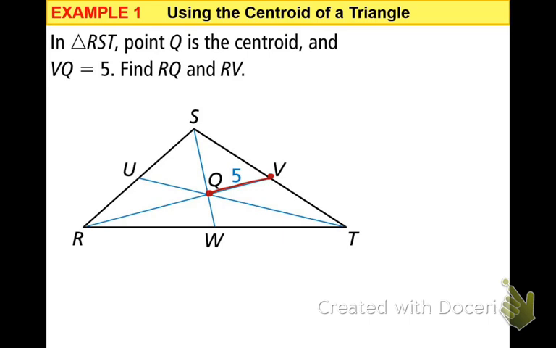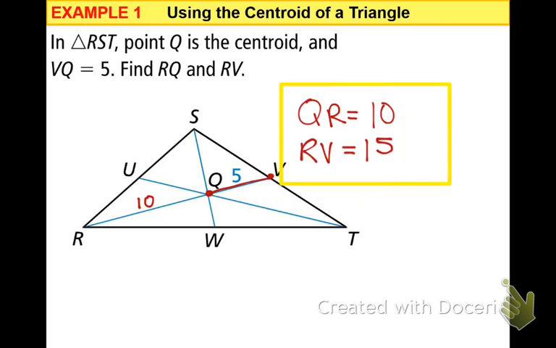So what can I do to find QR? Multiply it times 2. What's 5 times 2? 10. So QR is 10, which would make the whole line of RV equal to 15. Here was the other option that you could have done. Since 5 is the 1/3, to find the whole line, you could multiply it times 3, which is 15. And then you could subtract to find 10.